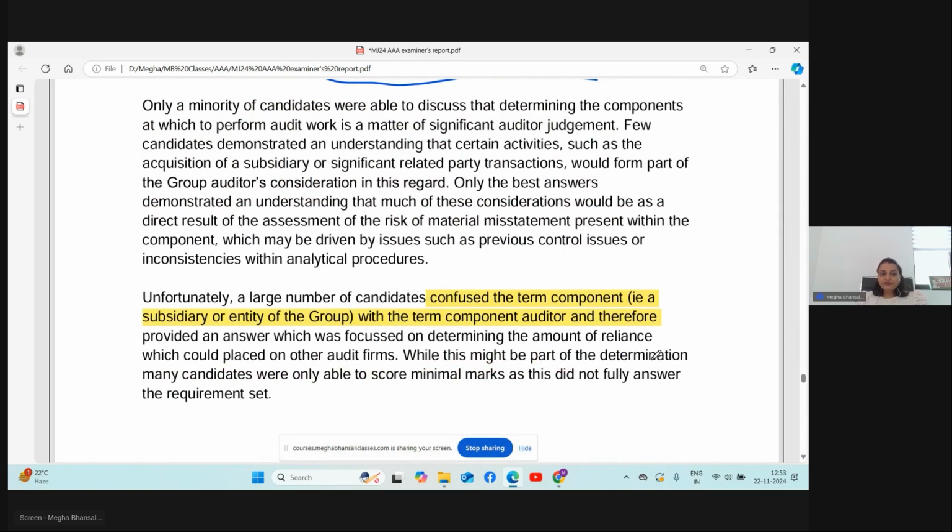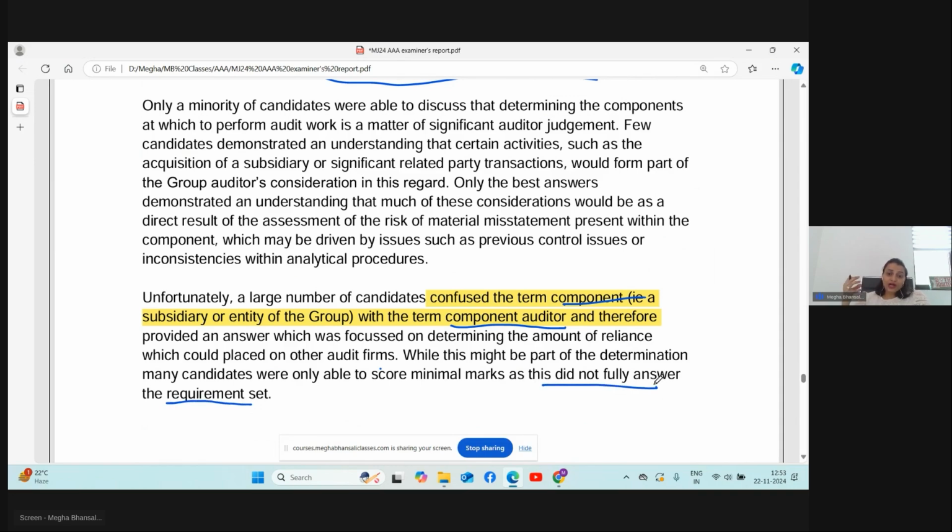Then they say, unfortunately, a large number of candidates confuse the term component, that is a subsidiary of the entity or a group, within the term component auditor. And therefore provided an answer which was focused on determining the amount of reliance which could be placed on the other audit firm. While this might be a part of determination, many candidates were only able to score minimum marks as they did not fully answer the requirement set.